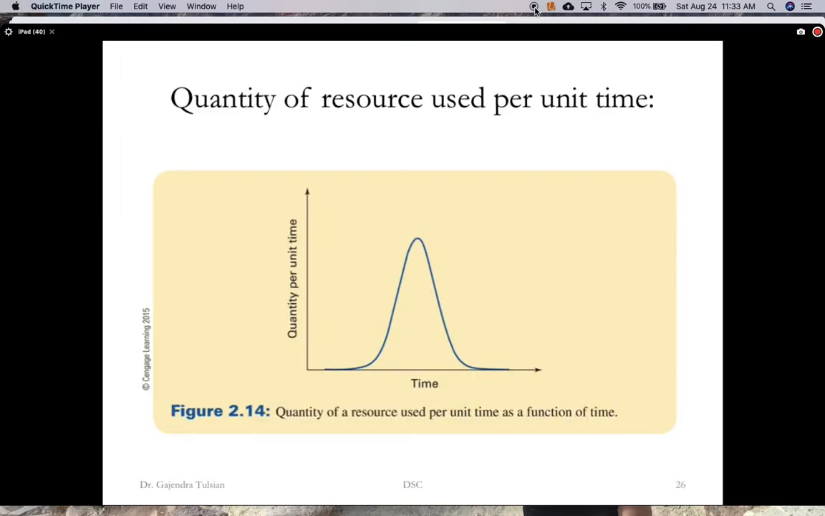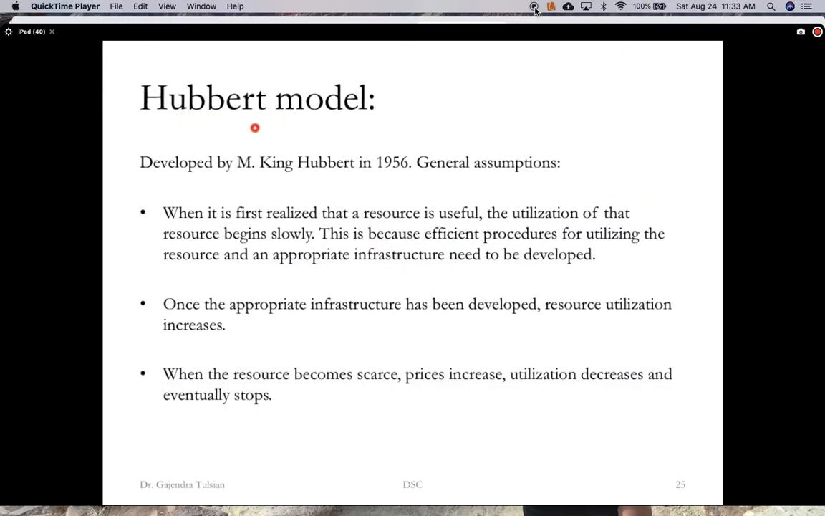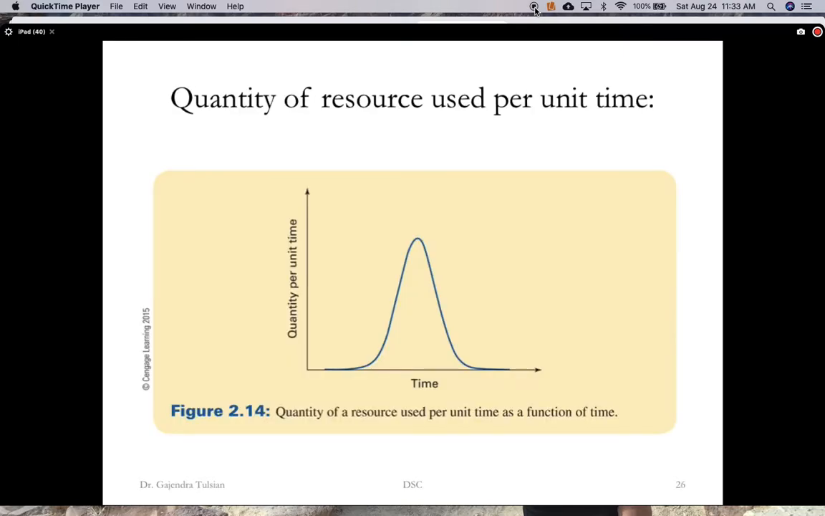Okay, so Mr. Hubert came up with a model, and it's held up quite well. So how is an energy source utilized? Mr. Hubert says, initially as it's discovered and as you build up technology for utilization, the use of that energy source grows exponentially.